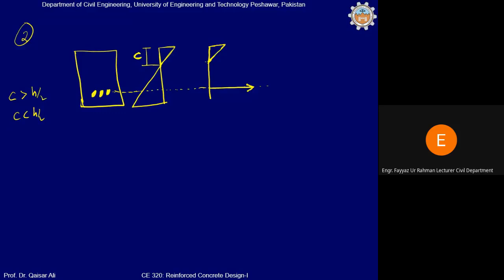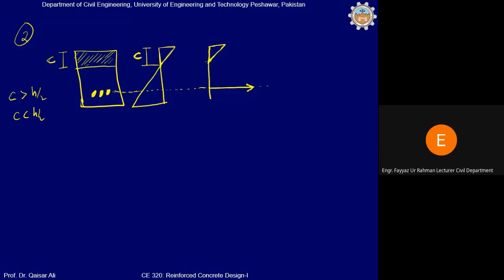In the previous case the depth of neutral axis was equal to h by 2 when we ignore the effect of steel. After the cracking, c will get reduced or it will be increased? Sir, I think less than. Yes, it will be less than h by 2. c will be less than h by 2. And what will be the value of c?